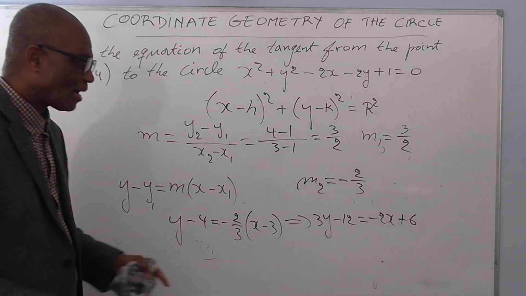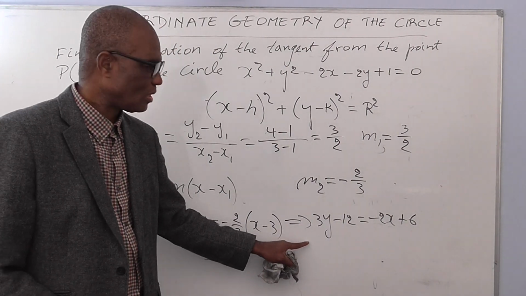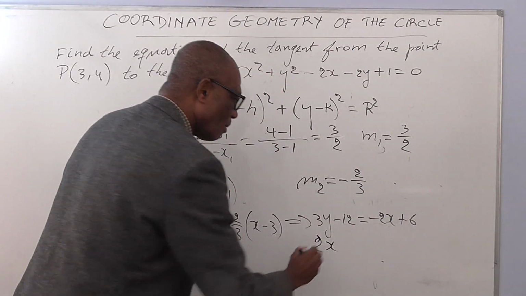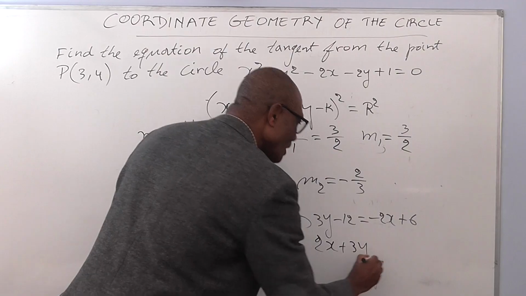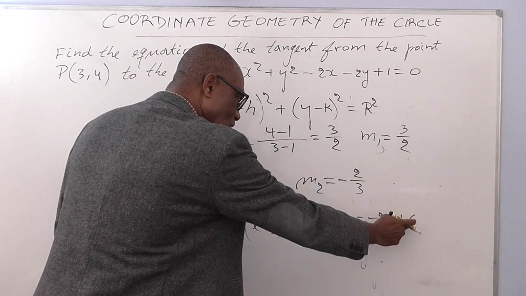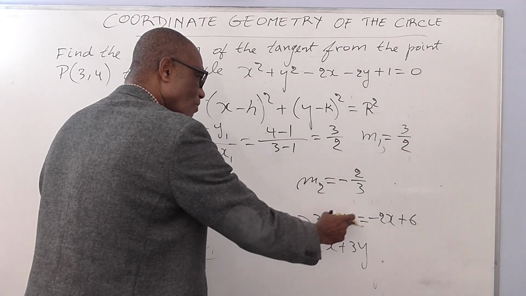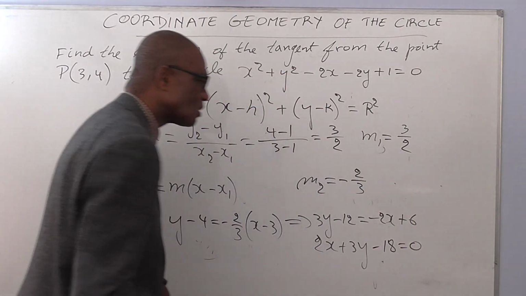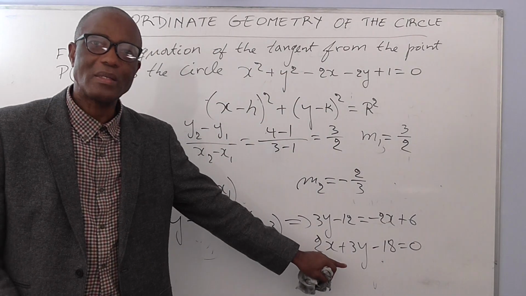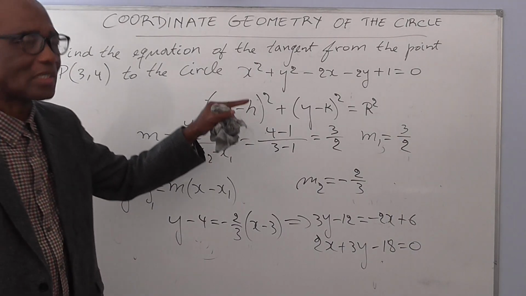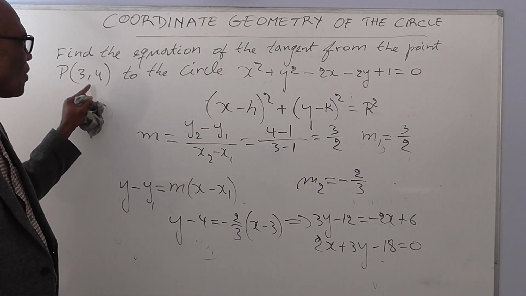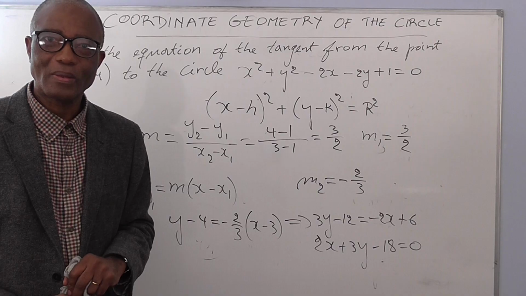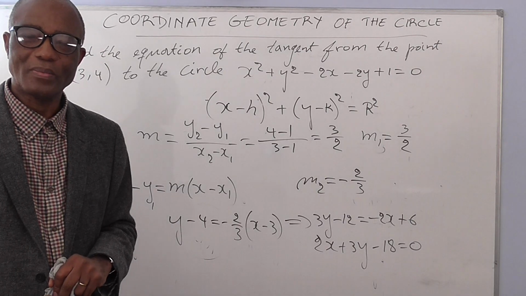Then I bring everything to the left. If I do so, I get 2x plus 3y, and then I bring 6 as well: minus 12 minus 6 will be minus 18, and this is equal to 0. So this is the equation of the tangent from the point 3, 4 to the circle that we have. Okay? Thank you.